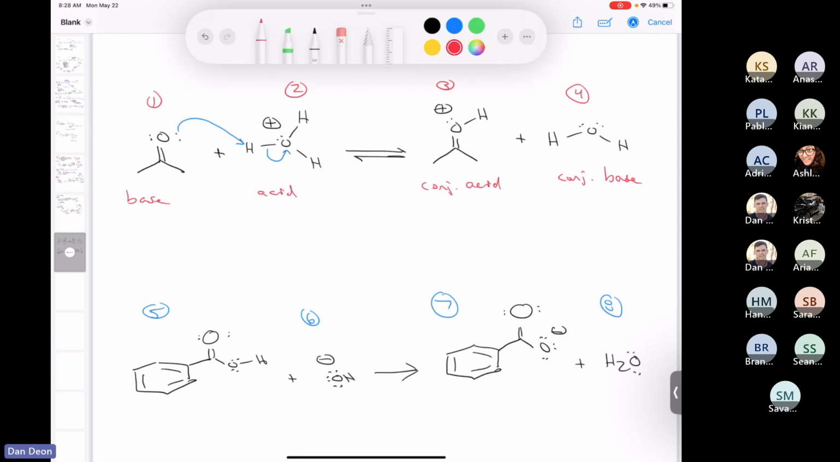Yes, absolutely. You guys are so fast. So I end up grabbing the proton from the carboxylic acid. I put a pair of electrons on this oxygen. There we go. So this is my acid. This is my base. This is my conjugate base. And this is my conjugate acid. And there you have it.